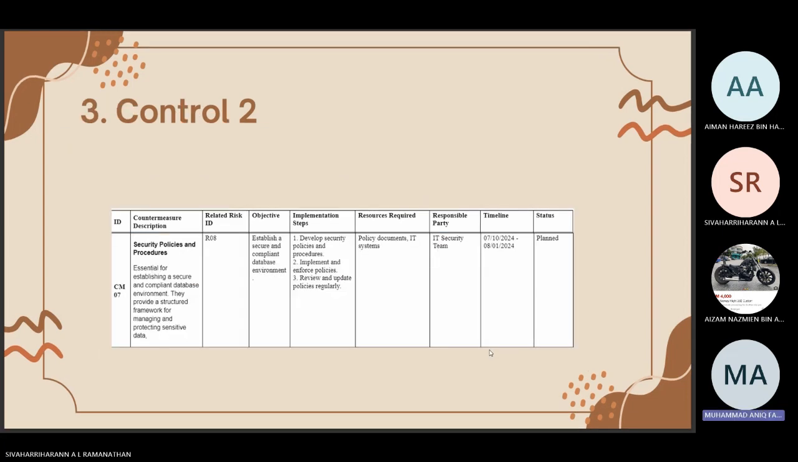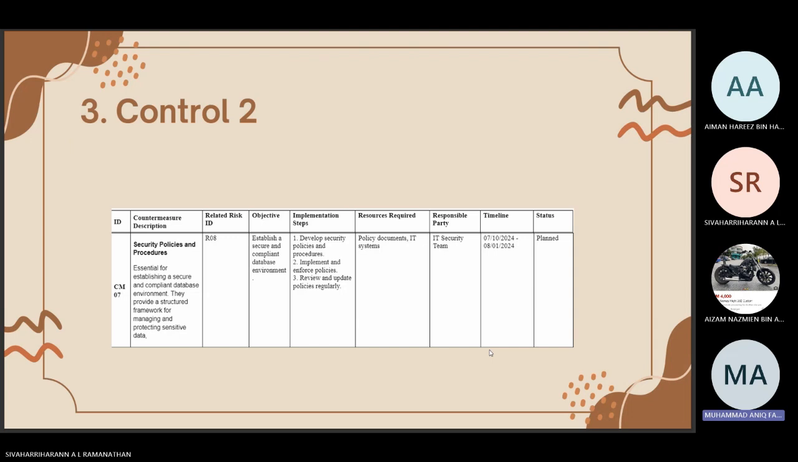For the control, it is security policies and procedures. We are doing security policies and procedures to provide a structured framework for managing and protecting sensitive data within the database environment. The objective is to establish a secure, compliant database environment, and implementation steps involve developing security policies and procedures, implementing and enforcing these policies, and regularly reviewing and updating them.